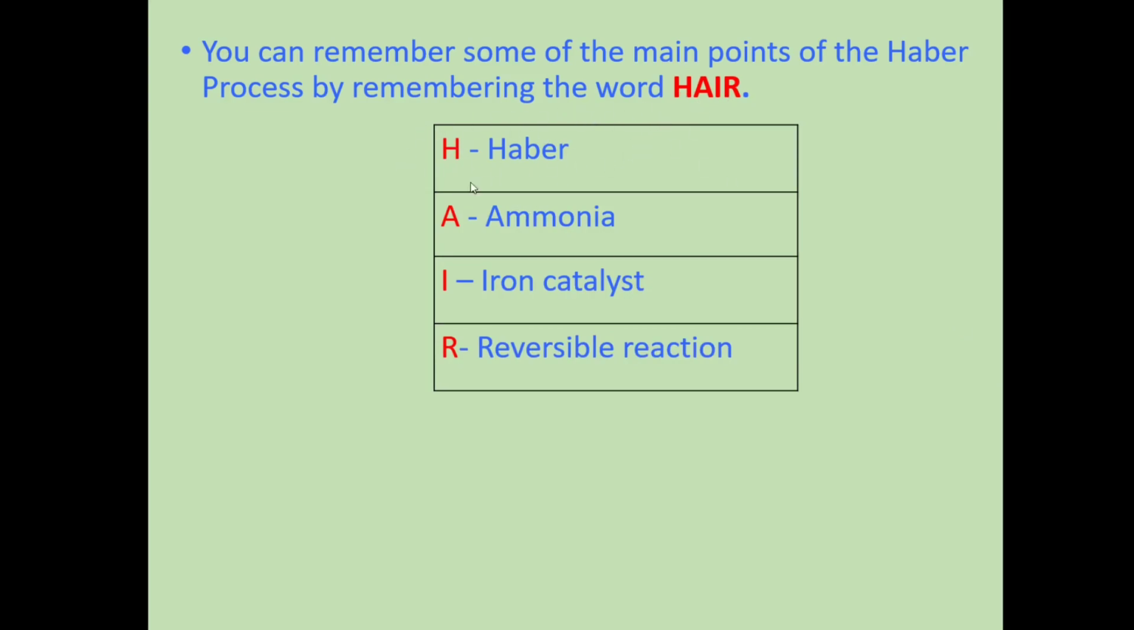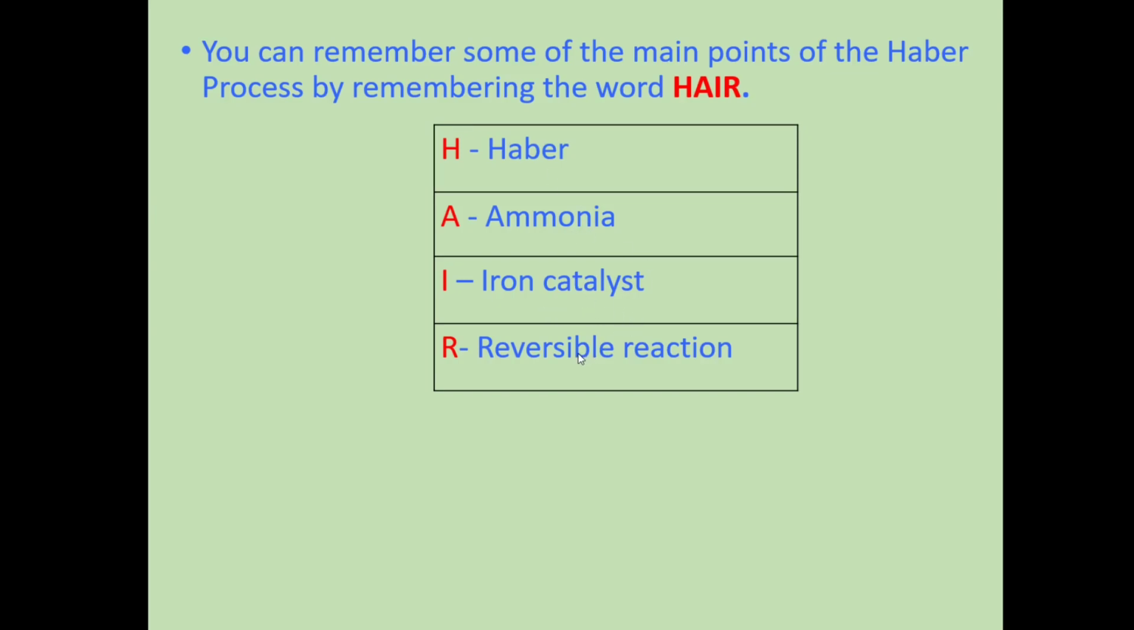What is produced in the Haber process? A. Ammonia. What is the catalyst used in the Haber process? I for iron. And what kind of reaction is this? R. It is a reversible reaction. So that will help you remember some of the key points of the Haber process. Producing ammonia uses an iron catalyst. It's a reversible reaction.